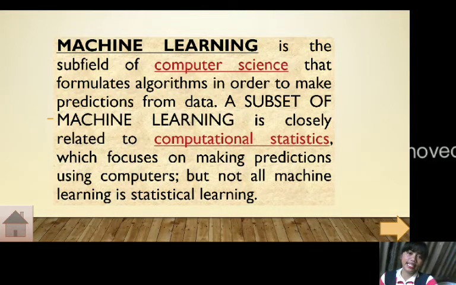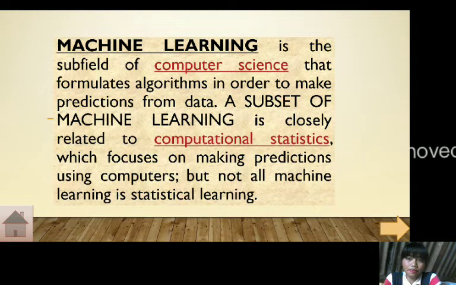Machine learning is the subfield of computer science that formulates algorithms in order to make predictions from data. So, machine learning is the study of computer algorithms that improve automatically through experience and by the use of data. It's seen as a part of artificial intelligence. A subset of machine learning is closely related to computational statistics, which focuses on making predictions using computers. But not all machine learning is statistical learning.